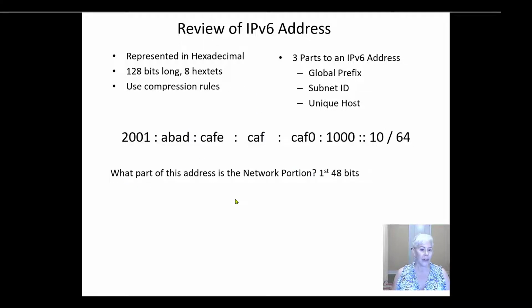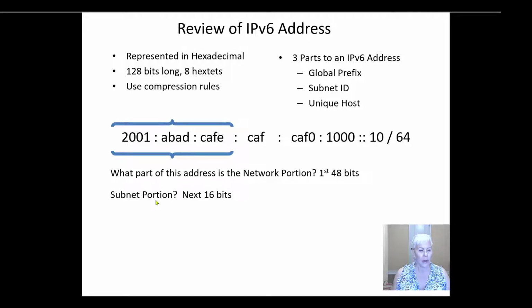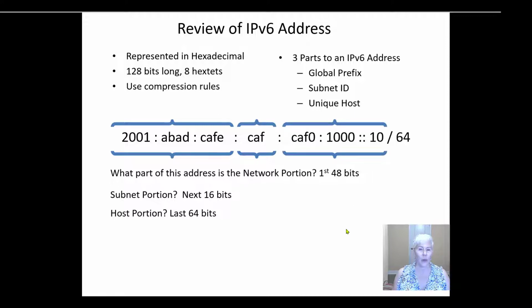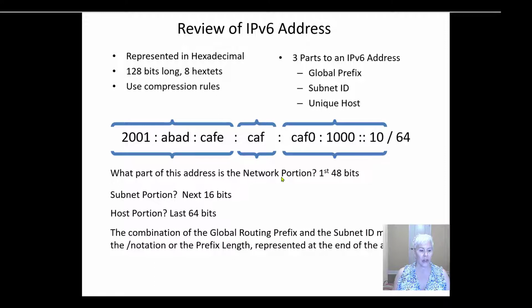What part of the address is the network portion? Remember, that's the first 48 bits. What's the subnet portion? This is where we do the subnetting, and that will be the next 16 bits. The host portion, or the unique ID, will be the last 64 bits. Add them all up, and that's 128. Remember that the combination of the global routing prefix plus the subnet ID is what makes up our slash notation, or our prefix length, and it will always be represented at the end of the address.